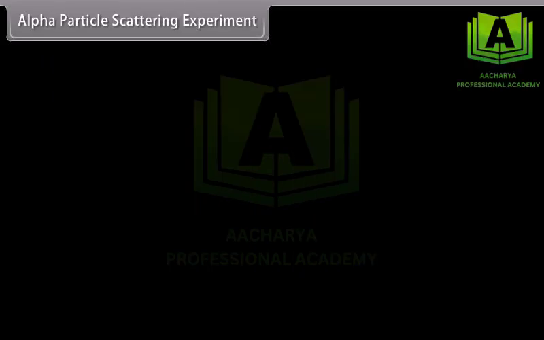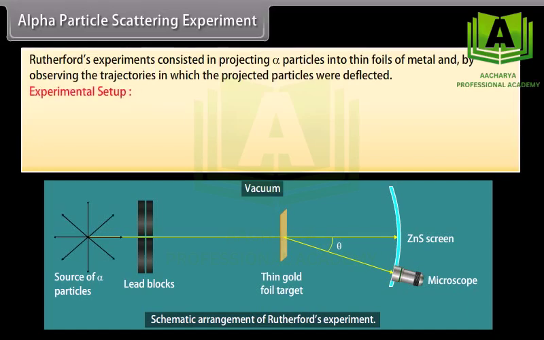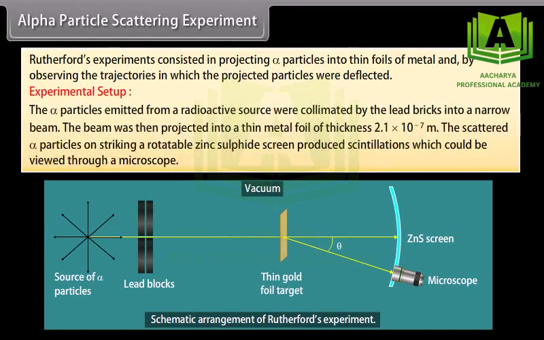Alpha particle scattering experiment. Rutherford's experiments consisted in projecting alpha particles into thin foils of metal and observing the trajectories in which the projected particles were deflected. Experimental setup. The alpha particles emitted from a radioactive source were collimated by lead bricks into a narrow beam. The beam was then projected into a thin metal foil of thickness 2.1 times 10 raised to the power minus 7 meter. The scattered alpha particles, on striking a rotatable zinc sulfide screen, produced scintillations which could be viewed through a microscope.